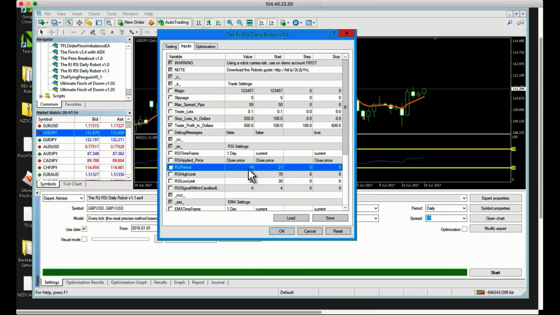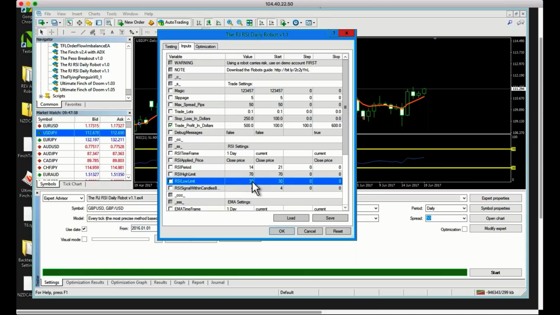RSI period, I set it to 14, but you can set it to something else. RSI high, RSI low, RSI within candles back. So this is a setting which looks and says if the RSI goes overbought and within 4 candles we break below the moving average, we can take a trade.